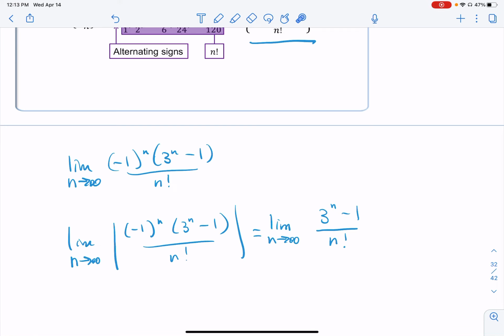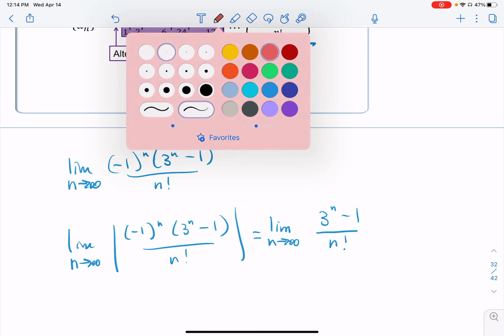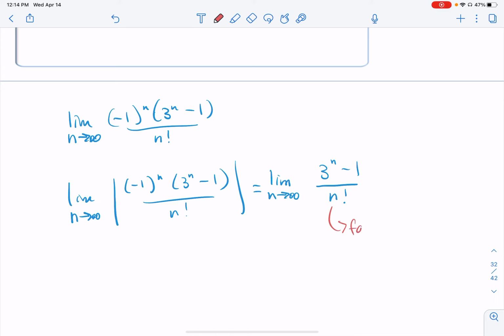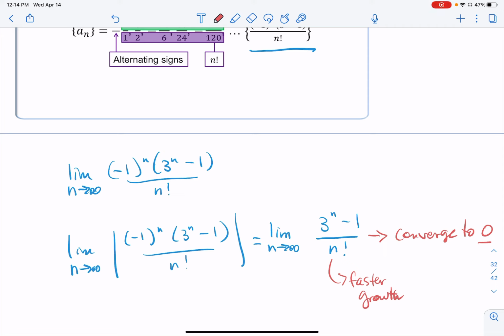Now what happens when we stick in infinity? We would have infinity on the top, infinity on the bottom. You can do L'Hopital's rule, but not really. Just think in terms of relative growth rates: which one grows faster? That's going to be the denominator, as a factorial grows faster. Meaning that this thing should converge to 0. Also, like I said, that's a good thing whenever we get into our series. We want our individual terms to converge to 0, like this.